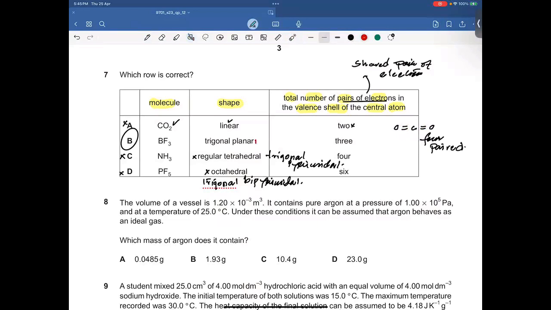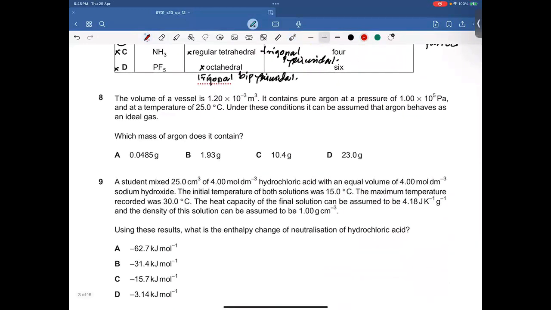BF3 has trigonal planar geometry because it has sp2 hybridization. It has only 3 single bonds and 0 lone pairs. So hybridization obviously is going to be sp2. And whenever it has 3 single bonds, it has 3 shared pairs of electrons, which is also right. B is going to be the right answer.